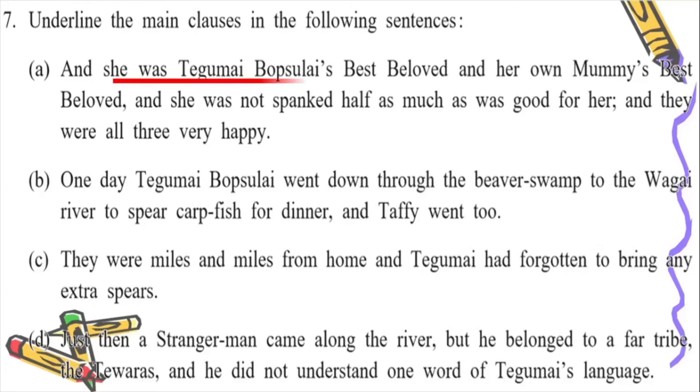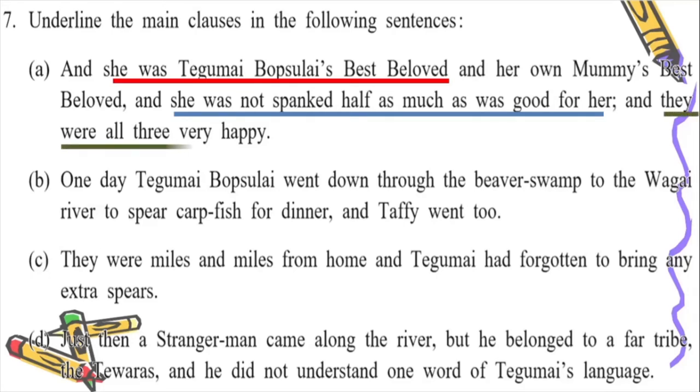So we have: she was Tegumai Bopsulai's best beloved. Then we have: she was not spanked half as much as was good for her. Then we have: they were all three very happy. Okay, so see, in one sentence we have three main clauses. Let us go to the next one.